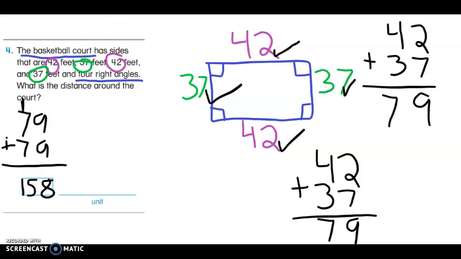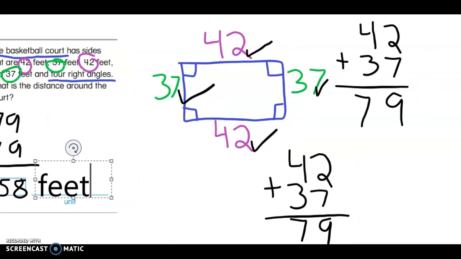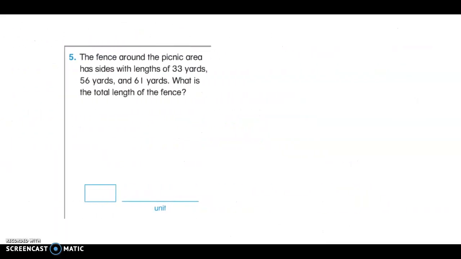Now, I'm forgetting something. I need my label. So I have 158 what? Feet. It shows you feet right there. So I'm going to type in feet. Now it's kind of hidden. There you go. 158 feet. Now this is just one kind of problem. I have 1, 2, 3, 4 numbers for 1, 2, 3, 4 sides. Let's check out a different kind of problem.